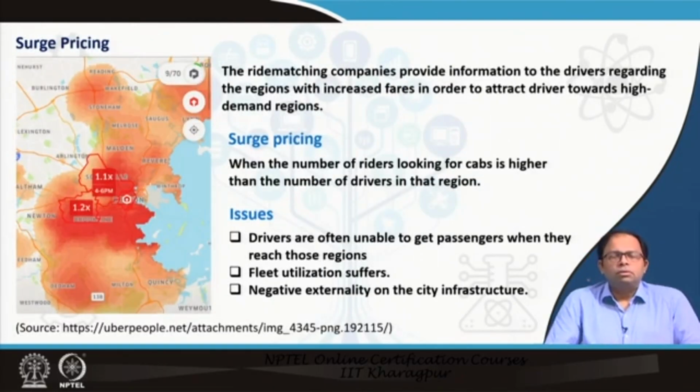So finally, we come down to surge pricing. Whenever the ride matching companies find that there is disequilibrium in terms of demand and supply, that means in certain locations there is a lot of demand but the supply is less, then they introduce something called surge pricing. Now this works in two ways. The drivers become attracted to go towards these particular locations because there they will get more money, and that also means that the riders who are waiting at those locations have to pay more money.